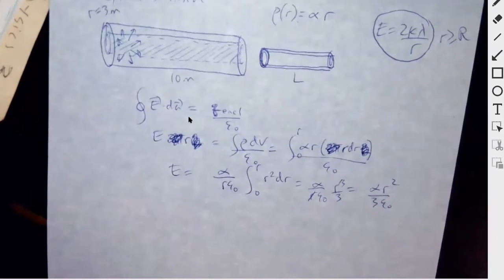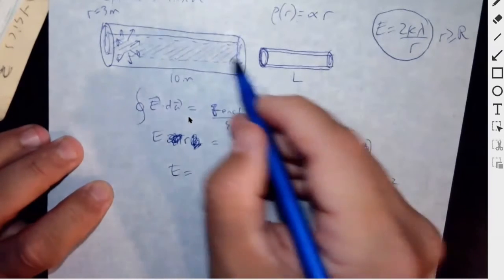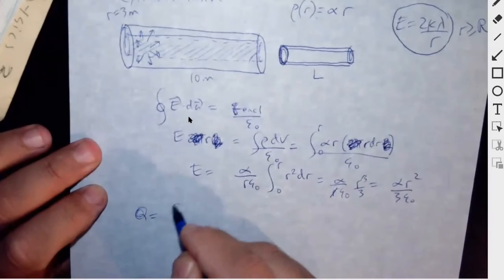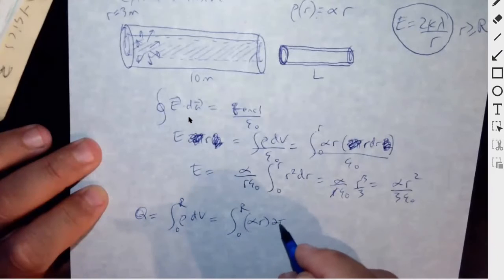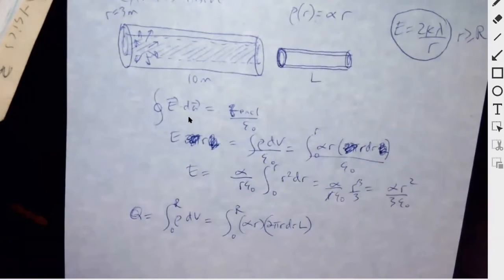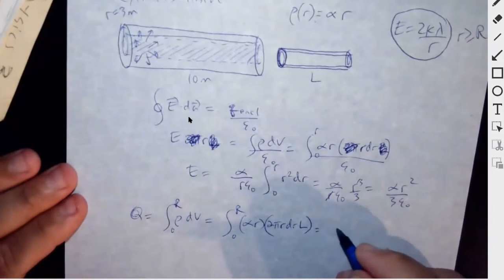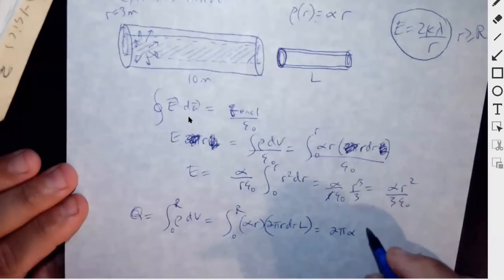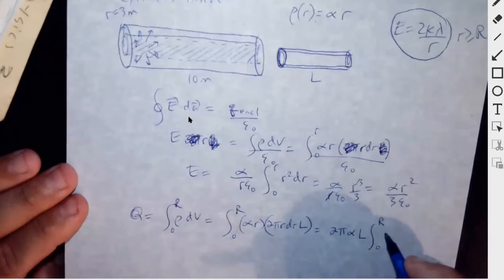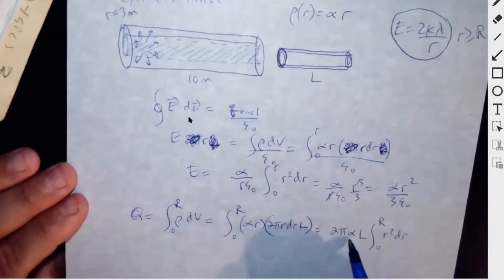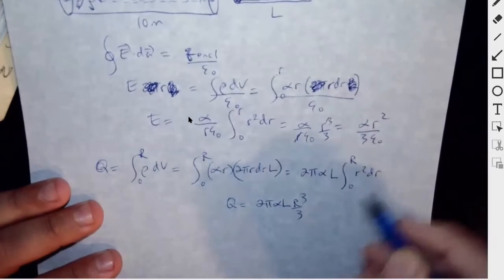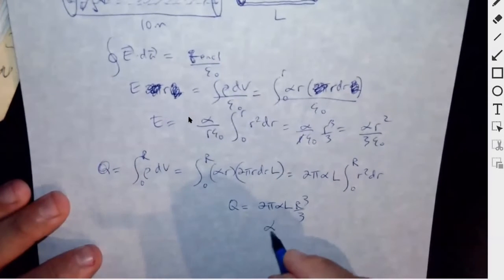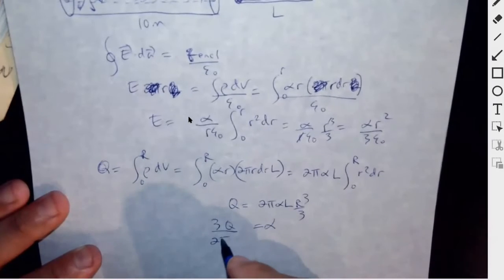Okay, so now we have to do the fudge factor again. What should alpha be so that when I integrate over the full cylinder, the integral of rho dV from 0 to R gives Q? So alpha r times 2 pi r dr L, and then you get 2 pi alpha L integral of r squared dr. Then you're going to have Q equals 2 pi alpha L R cubed over 3, right? So now we're going to solve for the fudge factor. Alpha is going to be 3Q over 2 pi L R cubed.